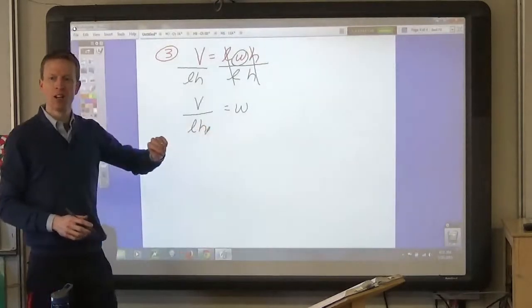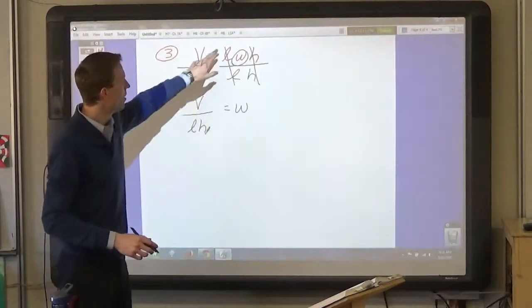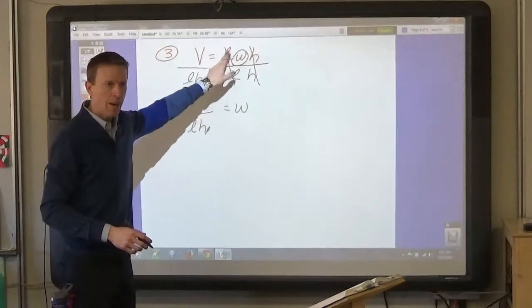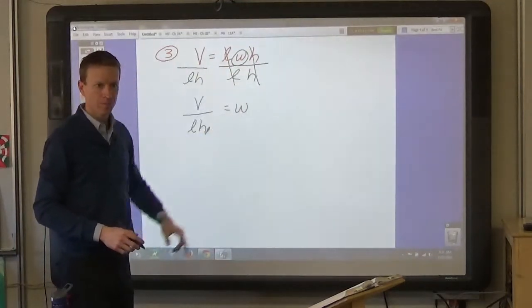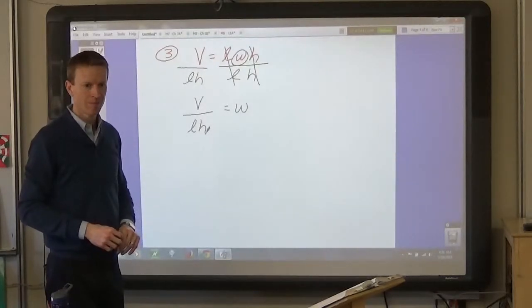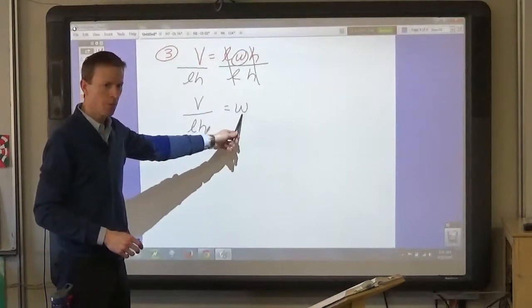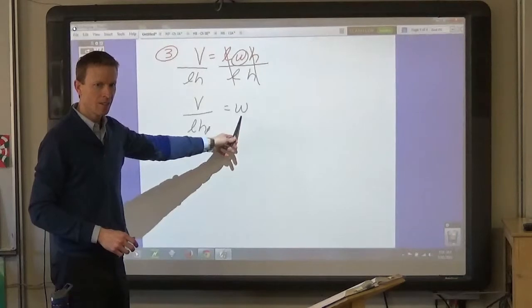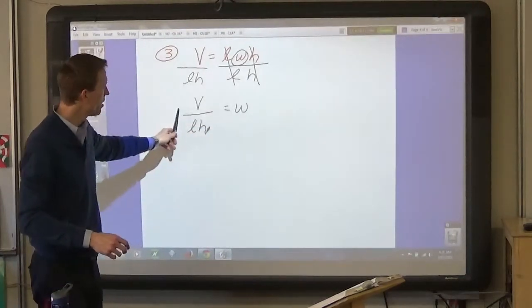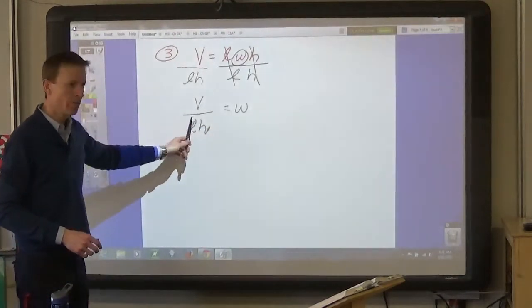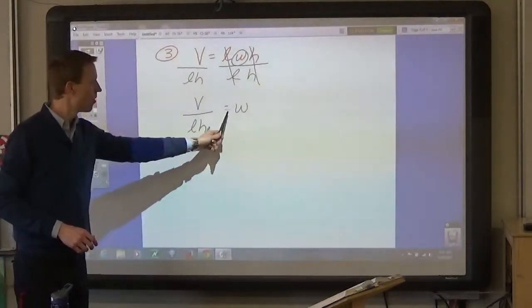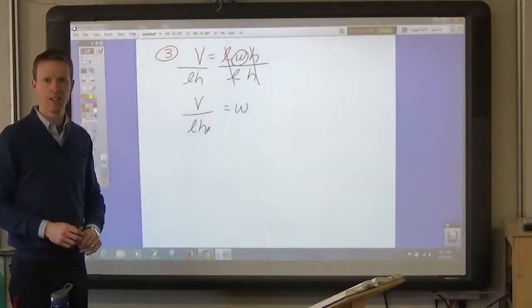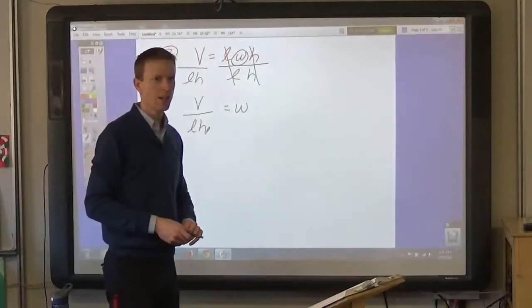If you got this wrong, go back and redo it. Copy down how these are crossed out. And then bring down the W, bring down the width. And then understand what this means. Volume, this is the volume formula, divided by the length and the height will equal the width. Okay? Any questions on this one?